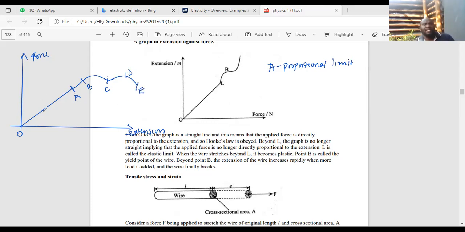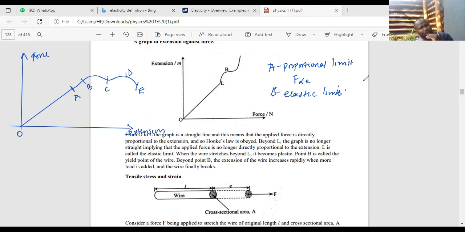Now, between O and A, the material extends as a result of the force applied, and the extension produced is proportional, meaning it is satisfying Hooke's law. So at point A, that's where Hooke's law stops. Beyond point A, we do not have Hooke's law anymore, but the material still extends to point B. So point B is what we call the elastic limit. It extends, but it is not proportional to the force applied. If you remove the force, the material can never regain its original shape and size. But when you remove the force at A, the material will regain because it is following Hooke's law.